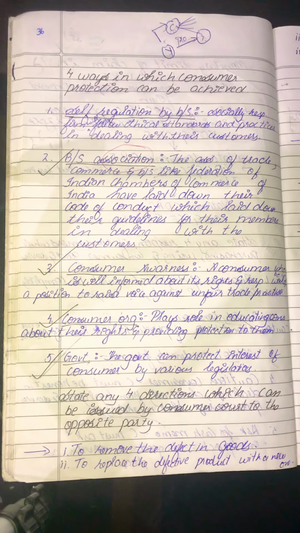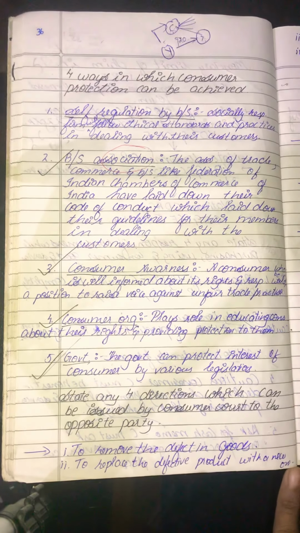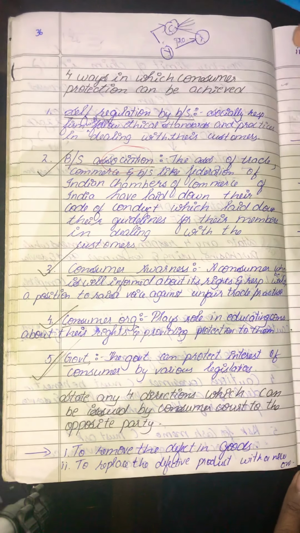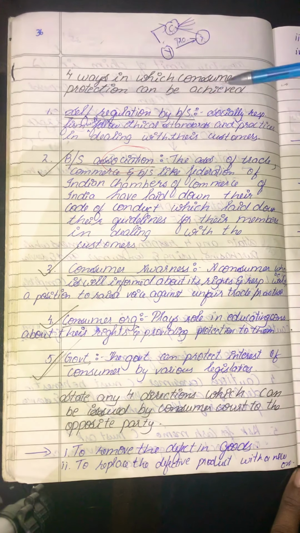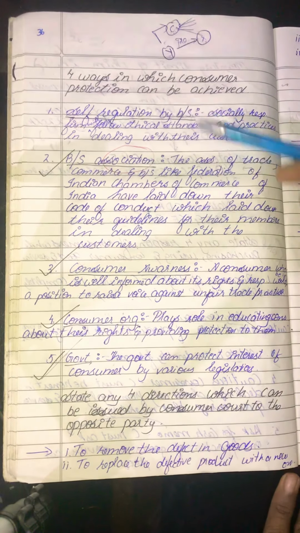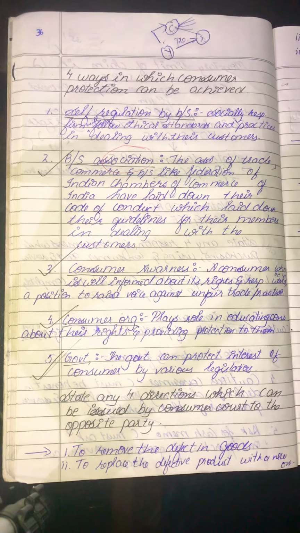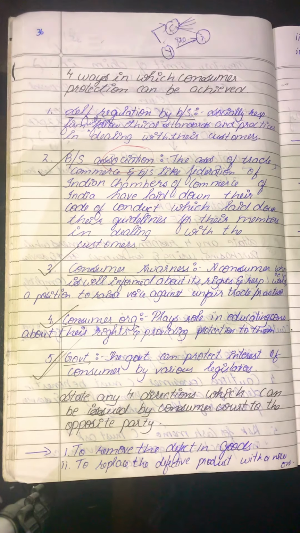Now, you have to note that in part 1 we discussed rights and responsibilities. This is the continuation of where we had stopped. In this part 2 we'll be focusing on the 4 ways in which consumer protection can be achieved. I've completed the first 3 points, that is self-regulation by business, business association and consumer awareness, in part 1. So kindly go watch it, and then after finishing that, come back to this video.